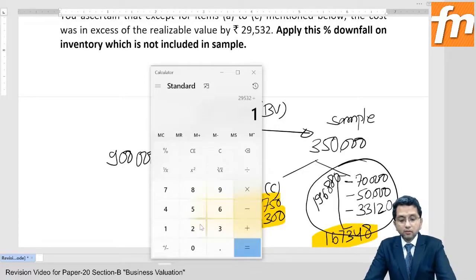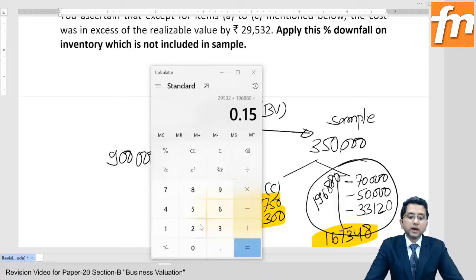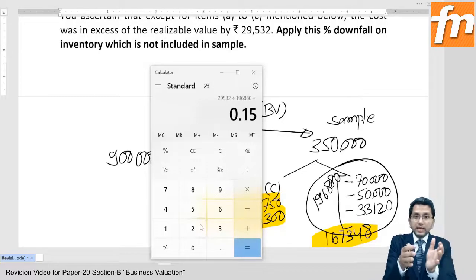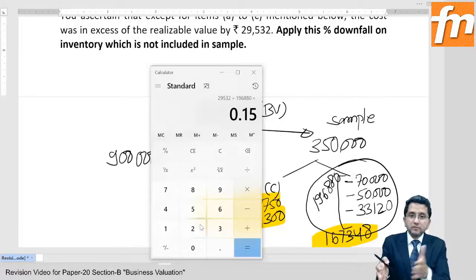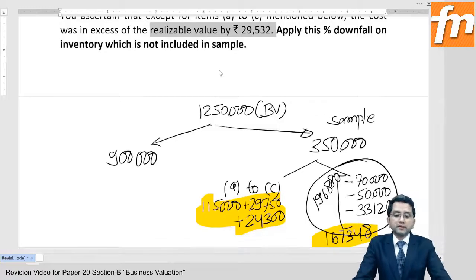So 29,532 divided by 196,880. 196,880 is the book value of remaining items after deducting special items, and on that there is a loss of 29,532. So this is 0.15, that is 15%. So except special items, your sample has reduced by 15%. Therefore, the whole population should be reduced by 15%.